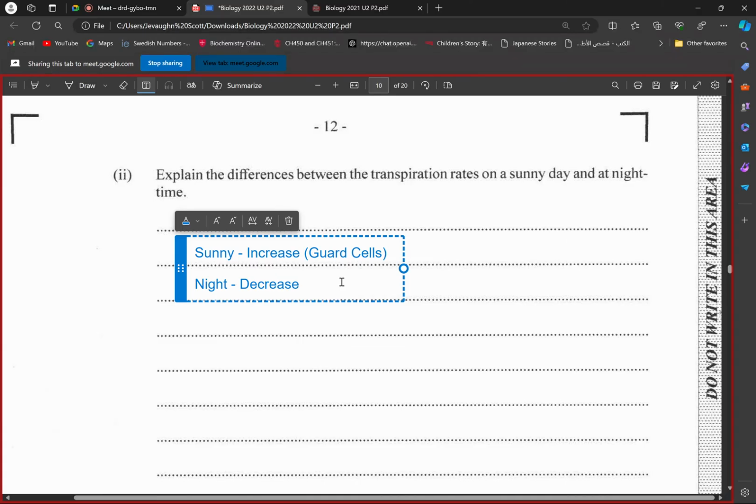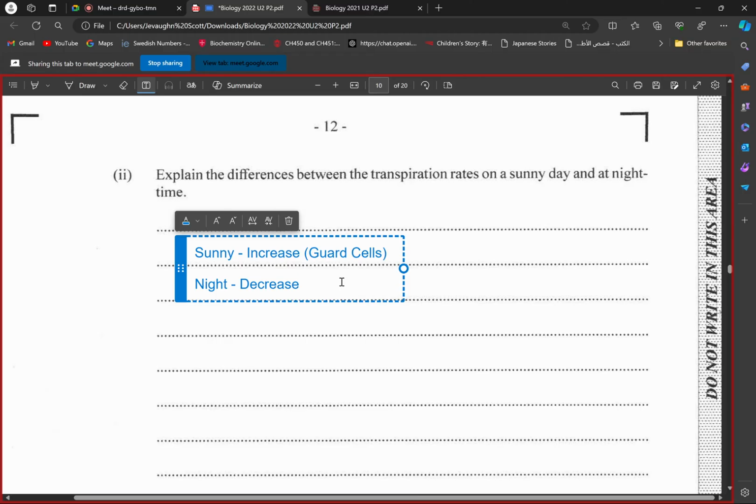Because you're not wrong per se. Looking at differences in transpiration rates at day and at night. What are the main differences? Did I say stomata? The guard cells. Go ahead.